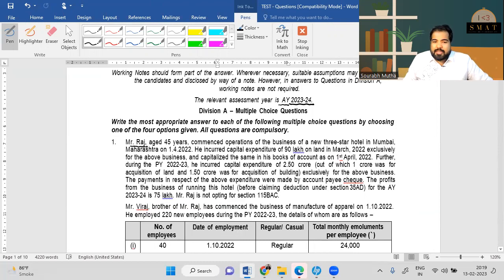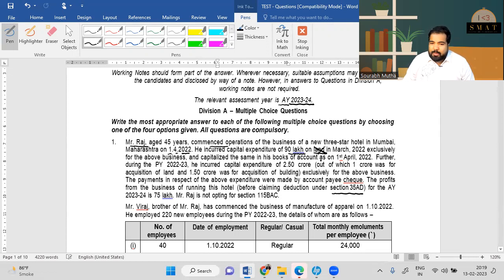Let's see, guys, here. There's Raj, who commenced operations of a business of a 3-star hotel in Mumbai on 1st April 2022. Guys, if you didn't realize, a 3-star hotel is a specified business, of course, they will give it here. He incurred certain capital expenditure of 90 lakh on land. Guys, capital expenditure means you are special, but unfortunately for land, you don't get any deduction. So sorry, Raj, you will not get a deduction.